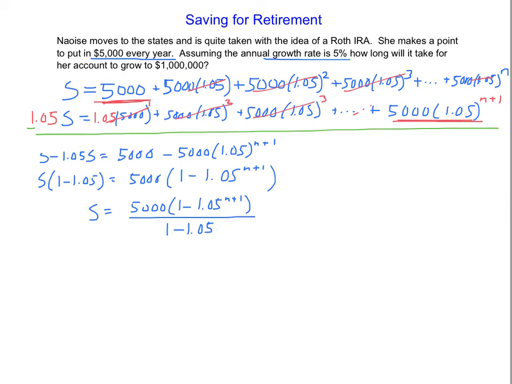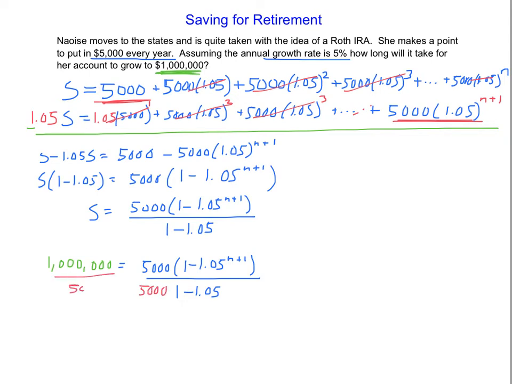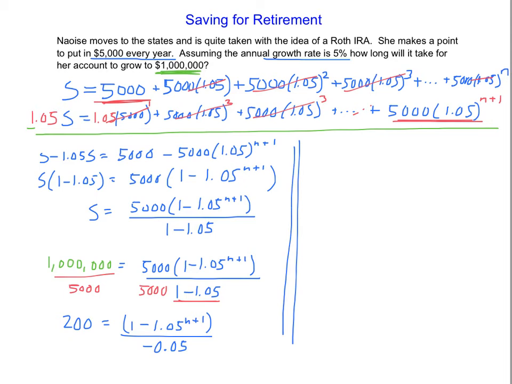Okay, so how long before we grow to $1 million? We're going to stick in that 1 million over on S. Okay, different ways to go about it from here. I could evaluate what this side becomes. 1 minus 1.05, that's going to be negative 0.05. Actually, let's just do it where we divide by 5,000 in the beginning, and then also clean that part up. Okay, so we're doing baby steps here. That's good. Okay, multiply through by that negative 0.05 on both sides.